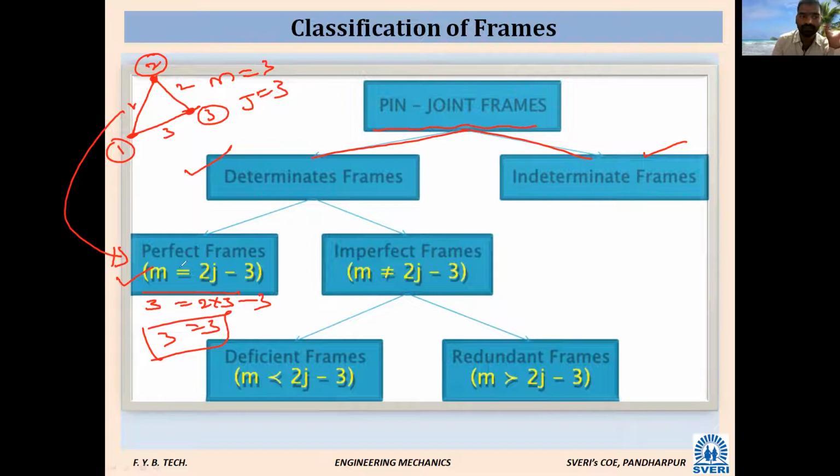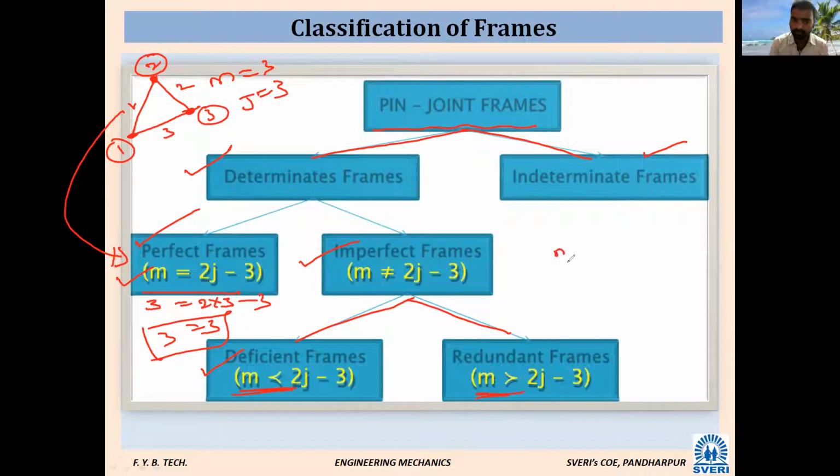Okay, it is perfect. So if the frame satisfies the equation m is equal to 2j minus 3, then such frames are called perfect frames. If the frame does not satisfy the condition m is equal to 2j minus 3, then such frames are called imperfect frames. In imperfect frames there are two types: m less than 2j minus 3 and m greater than 2j minus 3. If m is less than 2j minus 3, then that is called a deficient frame. If m is more than 2j minus 3, then that is called a redundant frame.